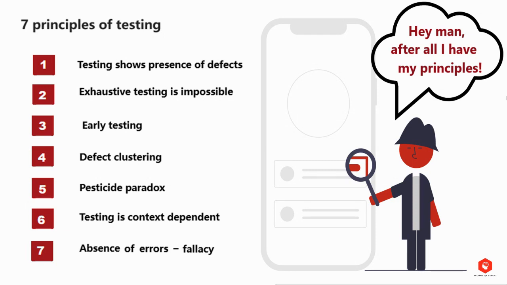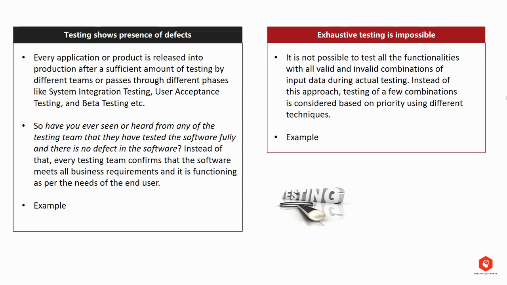So these are the 7 principles of testing. Testing shows presence of defects. Exhaustive testing is impossible. Early testing, defect clustering, pesticide paradox, testing is context dependent, and absence of errors can be a fallacy. Okay, now we're going to talk about each.